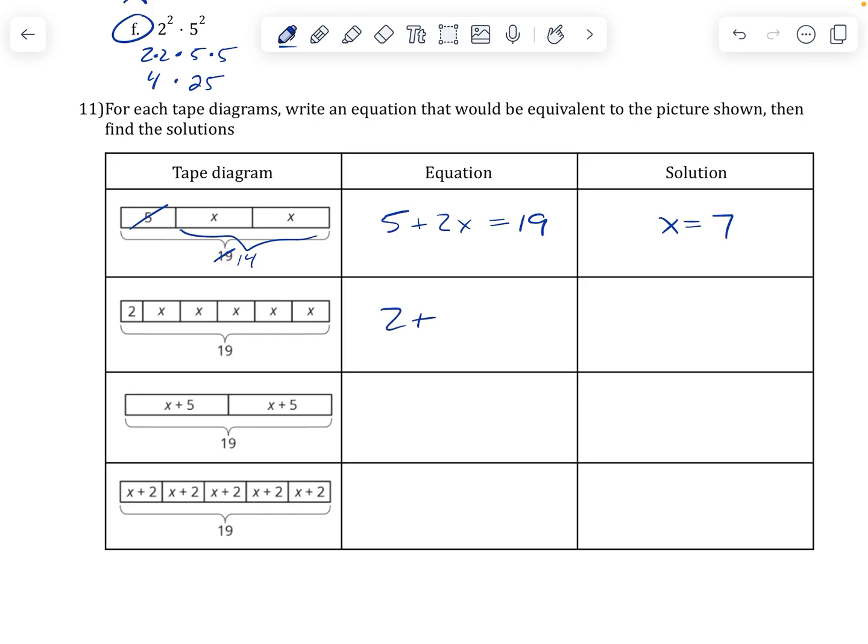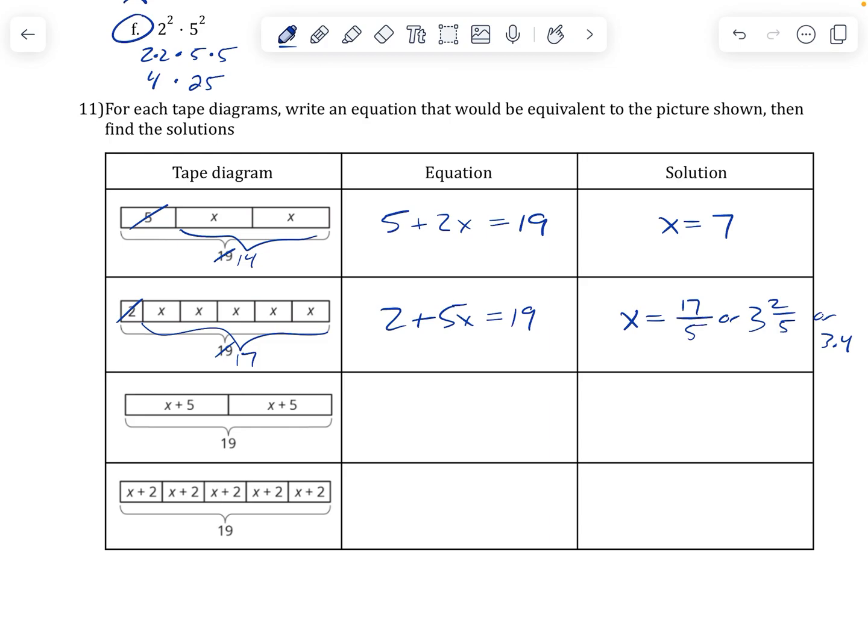The next problem would be 2 plus, let's see, 1, 2, 3, 4, 5 x's is equal to 19. And similarly, if I took away the 2 from the tape diagram, that would turn this into a 17. So the 5 x's have to equal 17. So what would one of the x's equal? Well, I would take 17 and divide it by 5. And you could just leave your answer as 17/5. Or if you wanted to, you could say that's 3 2/5. Or if you put it in your calculator, you could get 3.4. Those are all totally fine, but honestly, I think 17/5 is probably the easiest. It's the fewest number of steps.